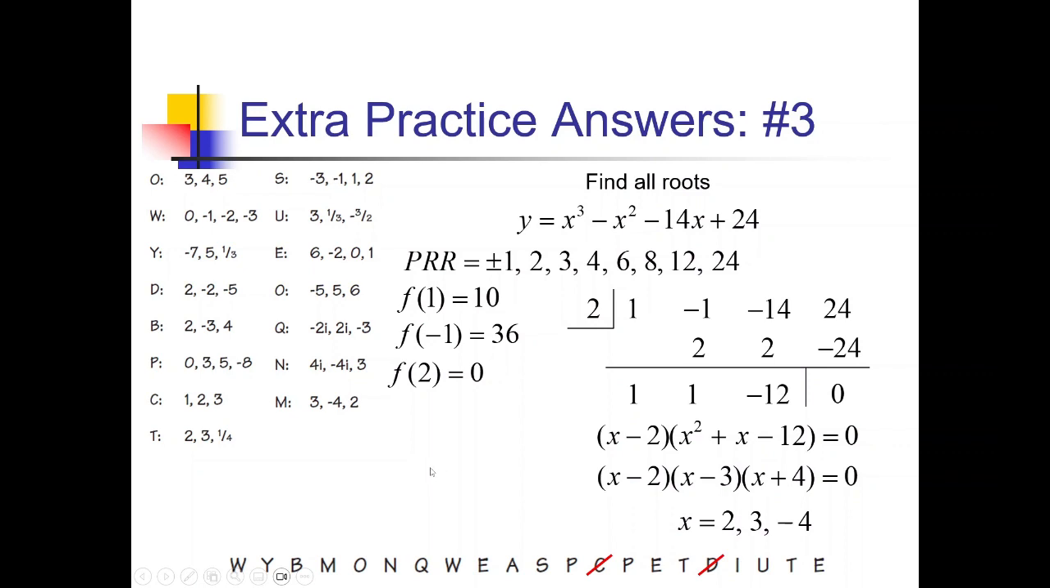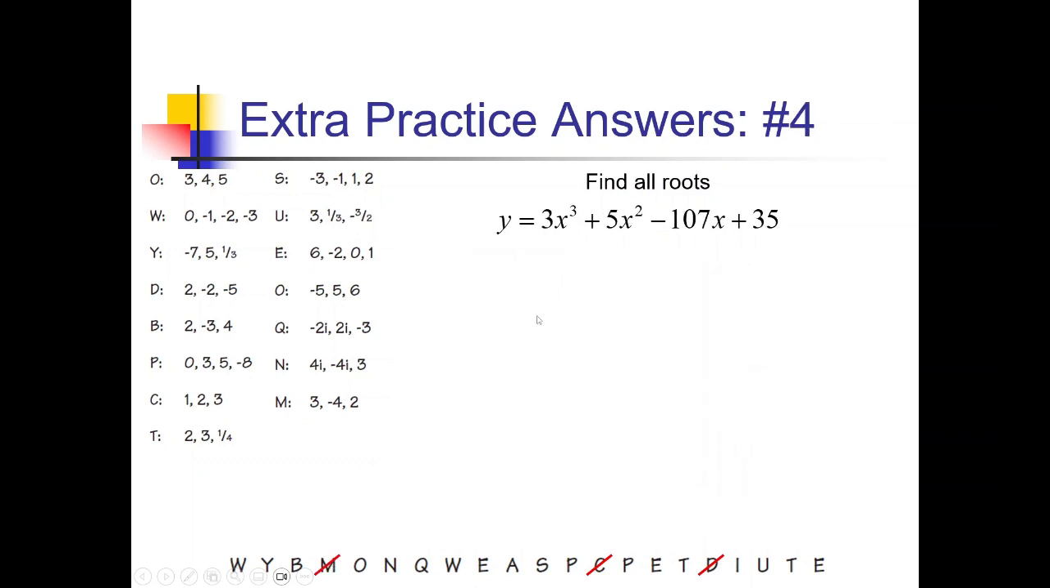So 2, 3, -4, I see all of those together with m. So cross off the m there, and that's the only m. So on we go. All right, moving on to number 4.